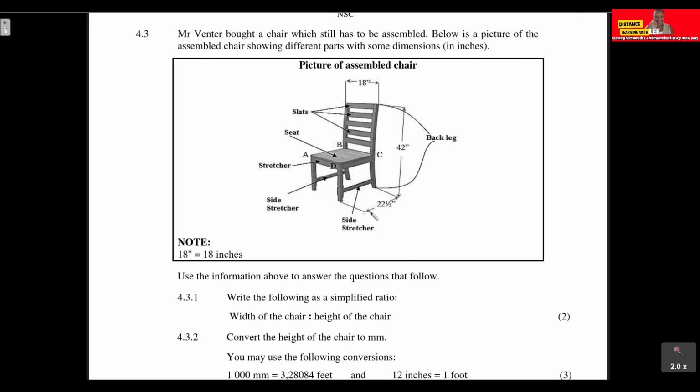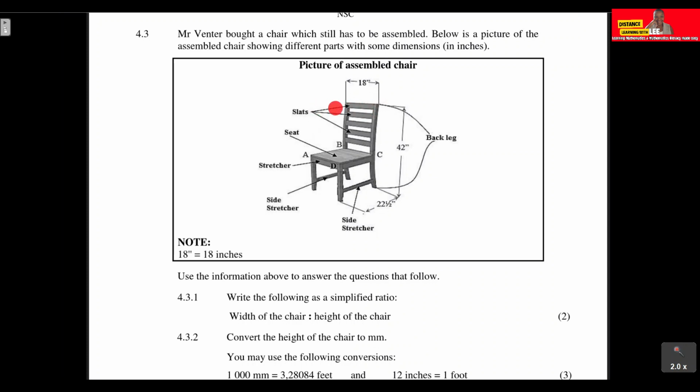We're given the length of the chair, 22 and a half inches. We see those inverted commas there, which stand for inches. Then we're given the height of the chair, which is 42 inches. We're also given the width of the chair, which is 18 inches.